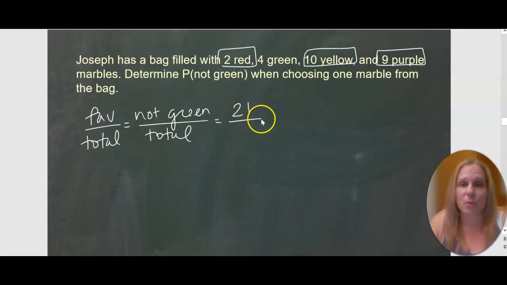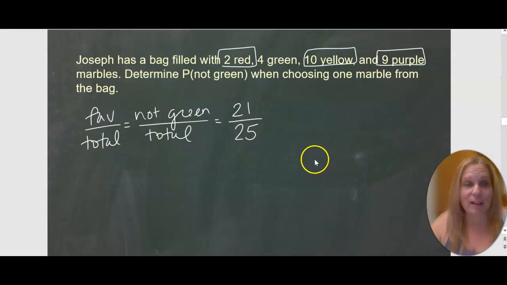And then my total, I would have to take that 21 plus the 4 green that I left out, and that would be 25. Now, you could do this on your calculator. I didn't even bring a calculator when I came over here to do this video. So I'm going to do it a different way. But if you have a calculator, you could do 21 divided by 25. I don't have one right now.